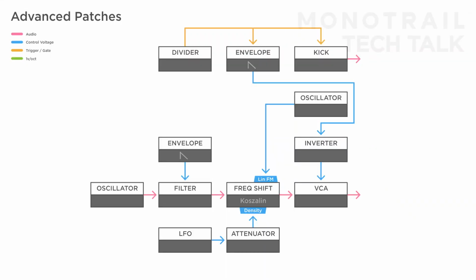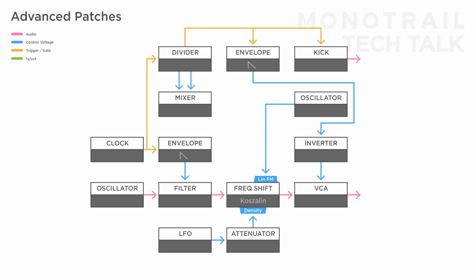Here is a variation of that patch. Instead of the sequencer, a regular clock is used to trigger the envelope modulating the filter as well as a clock divider. This time though, two slow clock divisions are mixed and sent to the linear FM input. This creates a modulation pattern with different shifted settings.